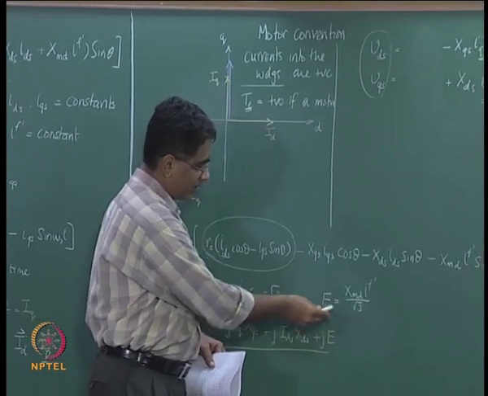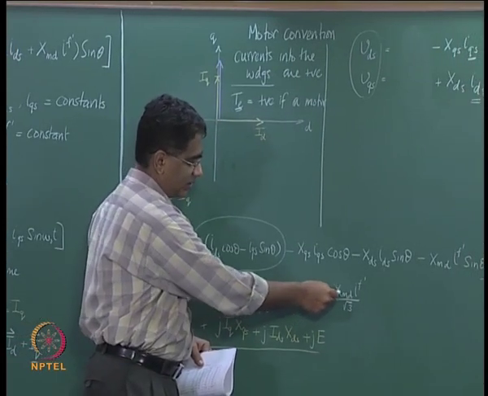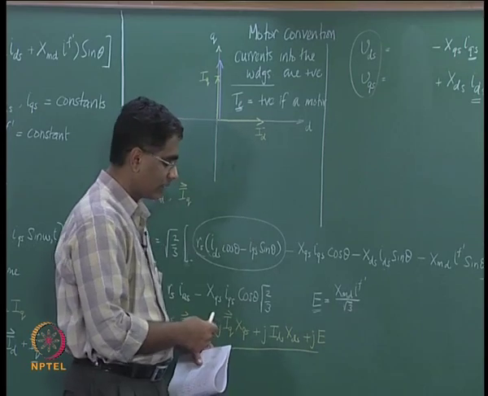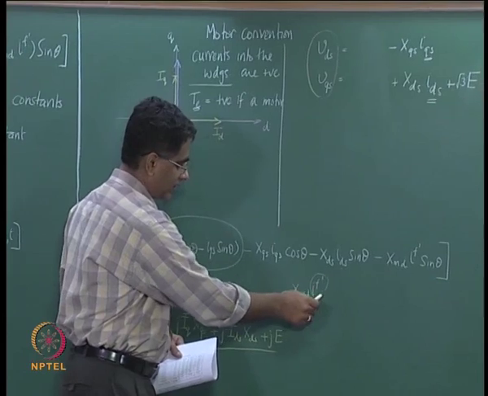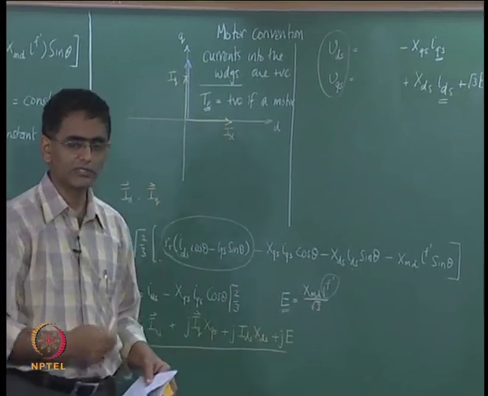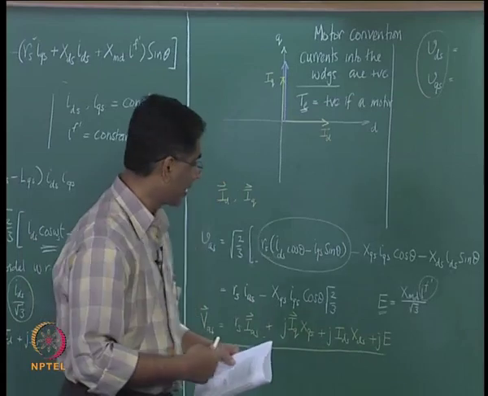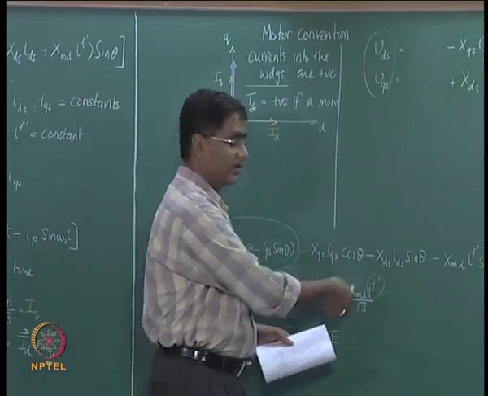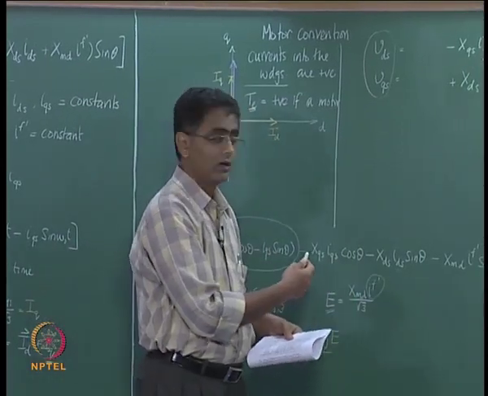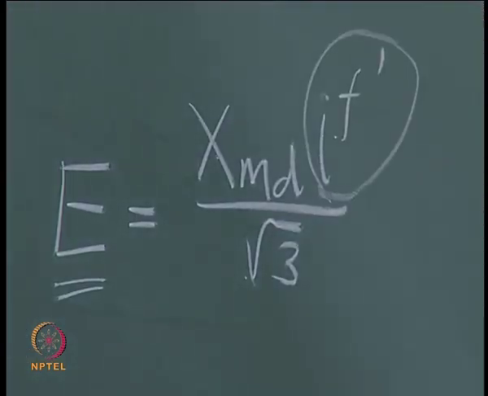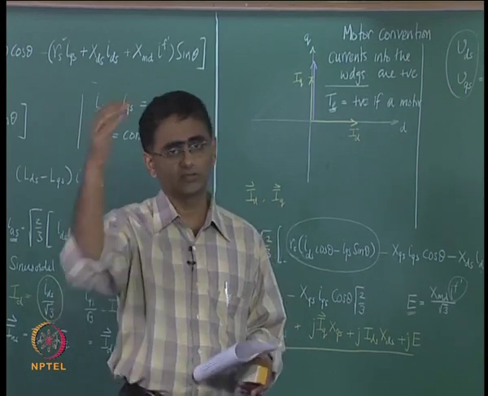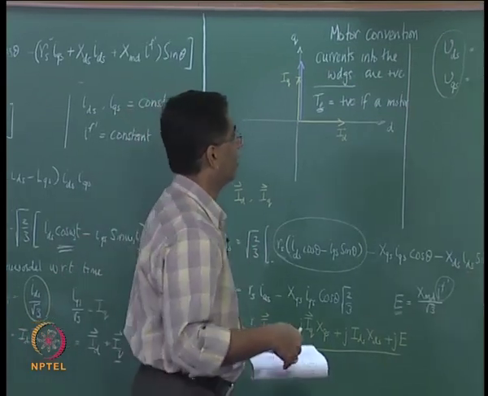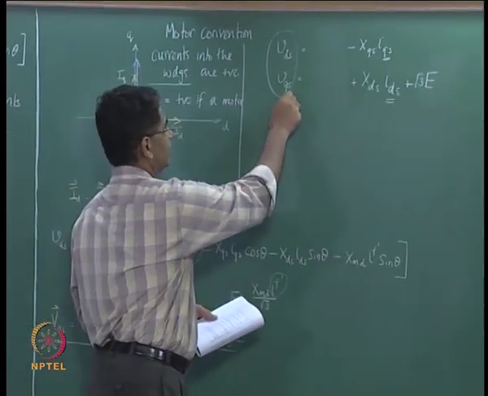E is equal to XMD into IF dash by root 3. At the instant of synchronization you would have fixed the field current at some value such that it generates rated voltage. Now you can try to increase the field excitation beyond that. Because the machine is synchronized to the grid, the voltage at the phase at the output of the machine cannot change, it is already connected to the grid. That means VQS cannot change.